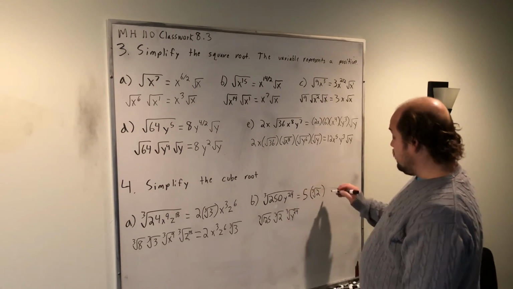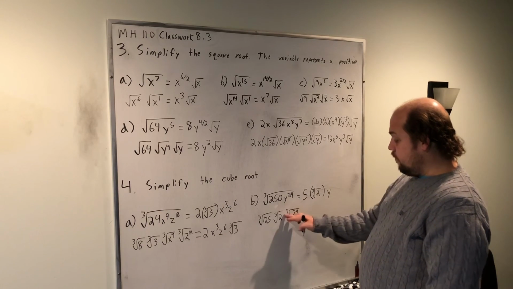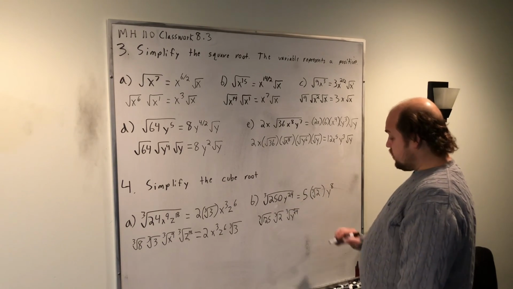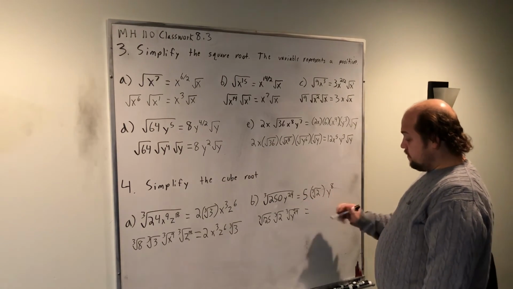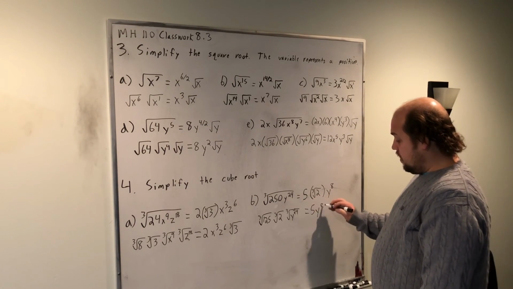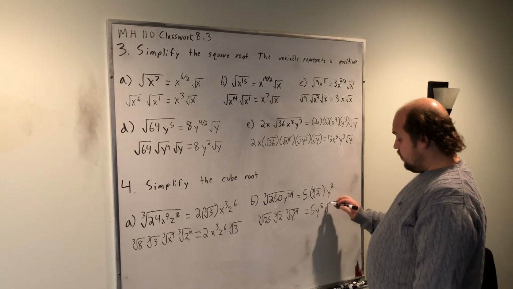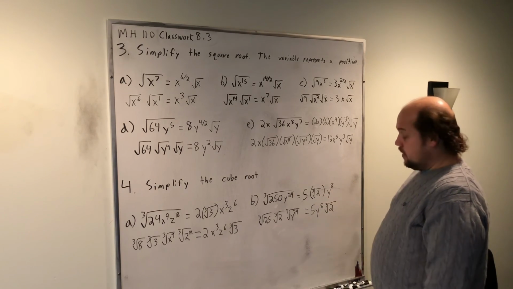Cube root of y to the 24th becomes y to the 24 divided by 3, which is just y to the 8th. So I can write this answer as the outside's 5 times y to the 8th, 5y to the 8th, times what's left under the radical. In this case, the cube root of 2.